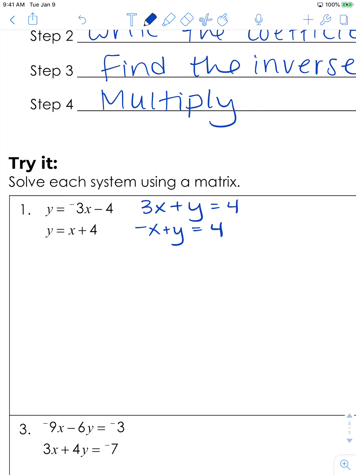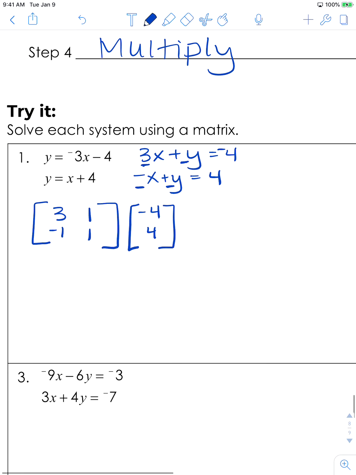Now, your second step is to write the coefficients to the left of the equal sign in a matrix. So we're going to have our matrix, and our coefficients are simply 3 and 1, and negative 1 and 1. That's it. And then your solutions, and this should be negative 4, are negative 4 and 4, and you write them out here.